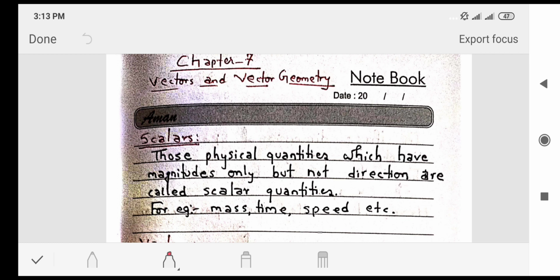Today I have brought you one of the chapters of grade 12 NEB. Chapter 7, that is vector and vector geometry. So we are going to discuss some basic definitions that are used in this chapter. So let's go ahead.